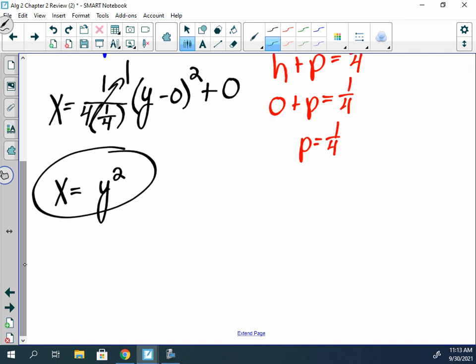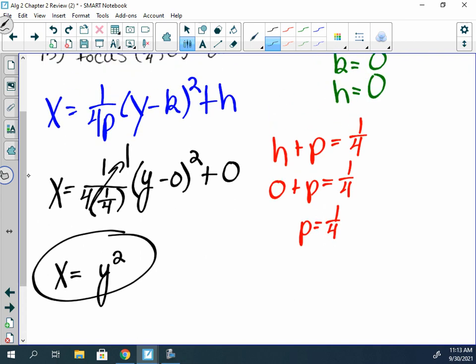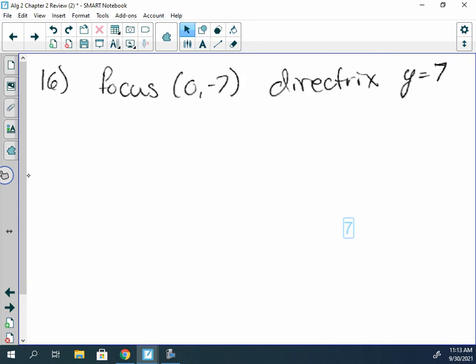So what did we do? We found the values of h, k, and p, plugged them in. What did we do in the last one? Well, we found the values of h, k, and p, and plugged them in. Any other questions on these here? On this one here? Questions on 16, 17?